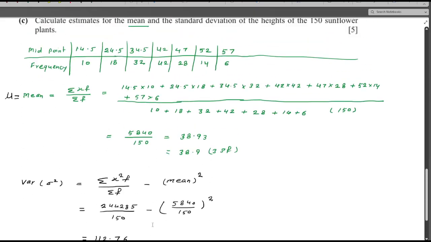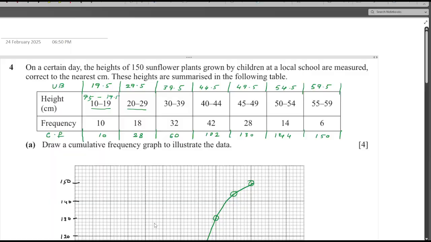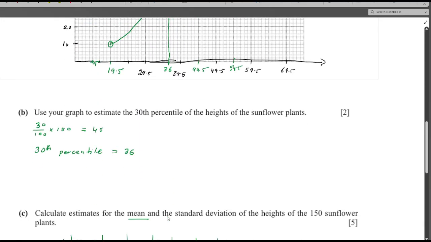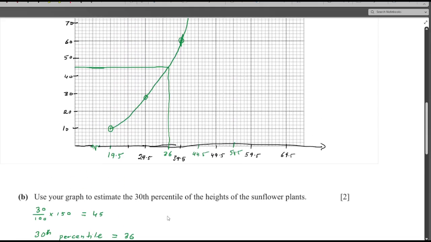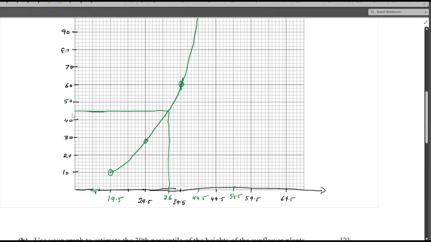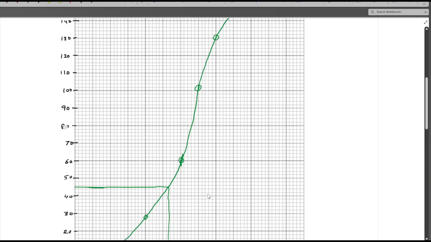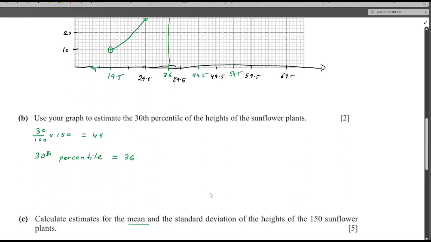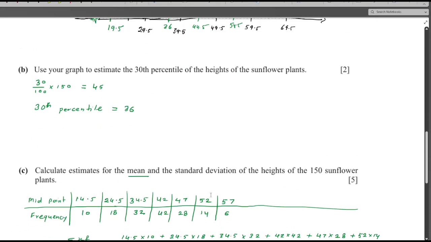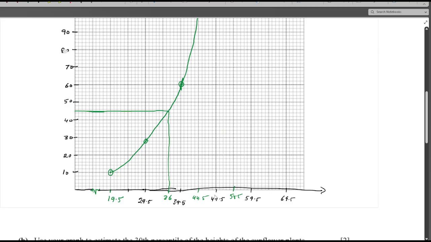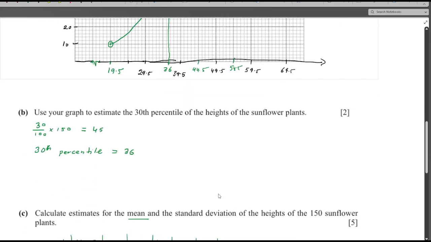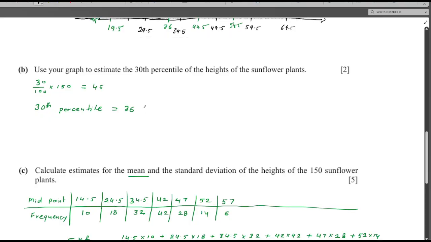Okay, so here, good question. First you have to draw the cumulative frequency graph. Then in the second part we are asked to find the 30th percentile. The 30th percentile is nothing but the value you get on the 30th percent line horizontally. This is for height, so you say that it is 36 centimeter, and you can write centimeter in the bracket.